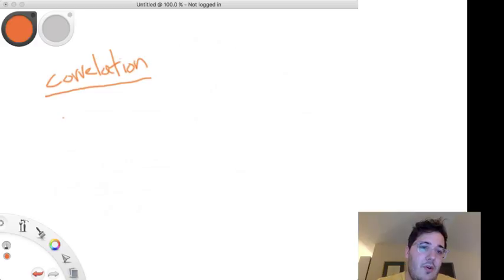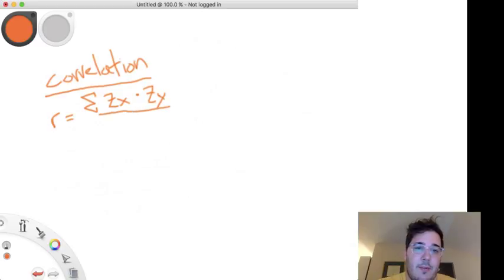And so the way you calculate that, you calculate Pearson's r, the little r, equals the sum of zx, that's your one variable, times zy, being your other variable, divided by the number of pairs of observations you have.